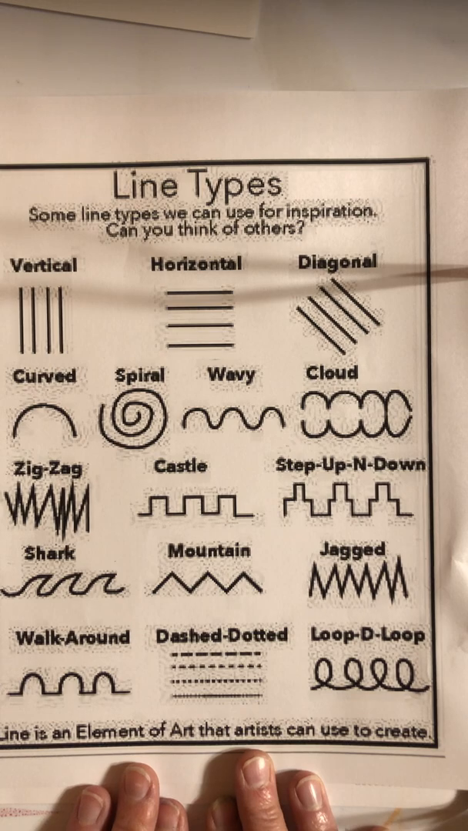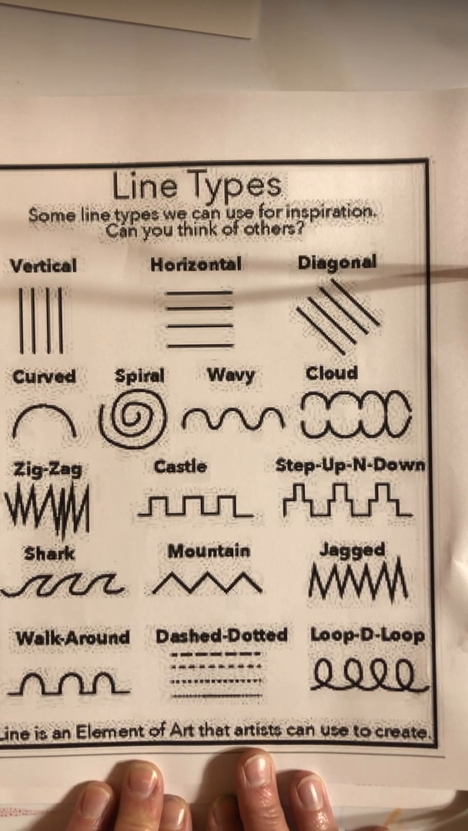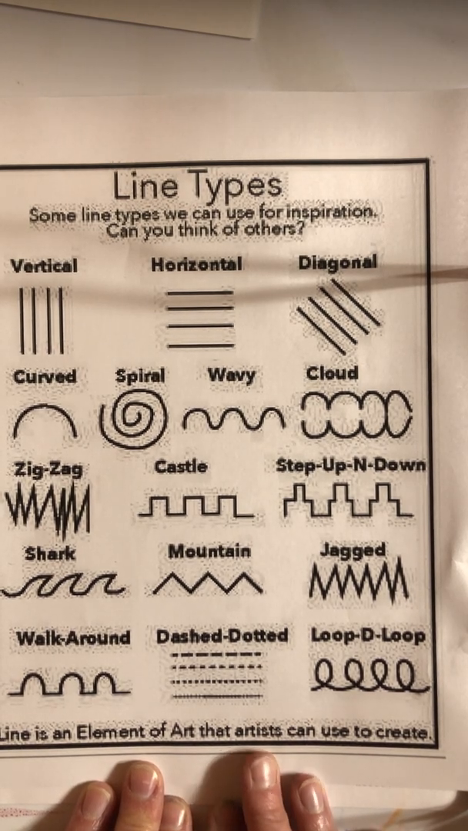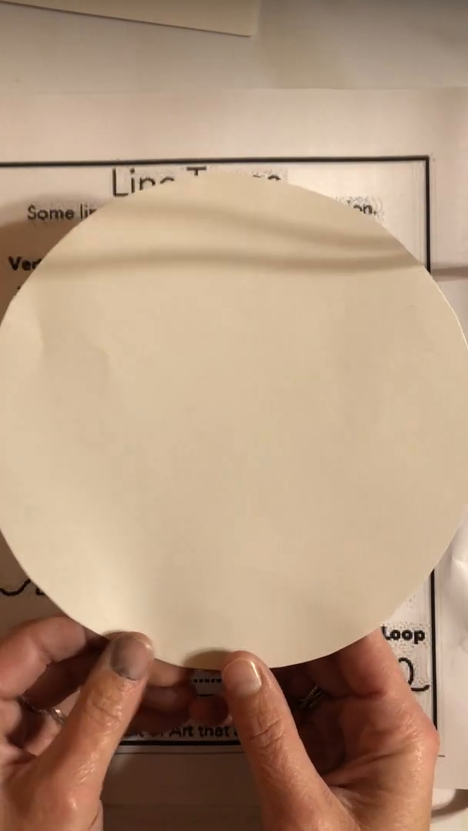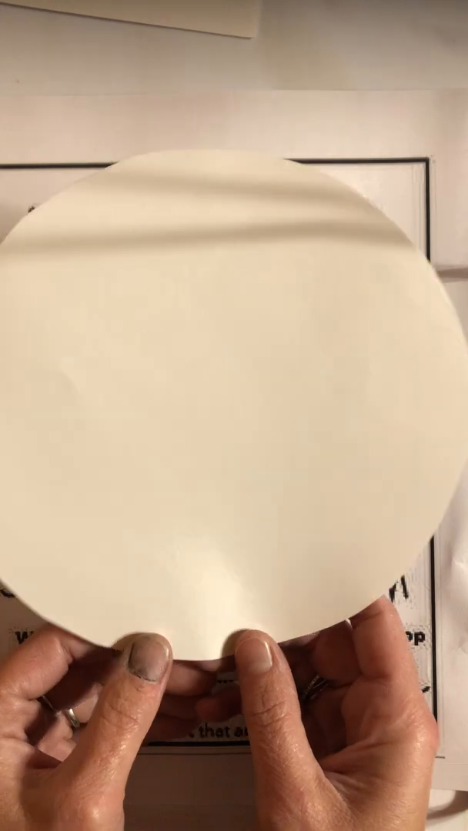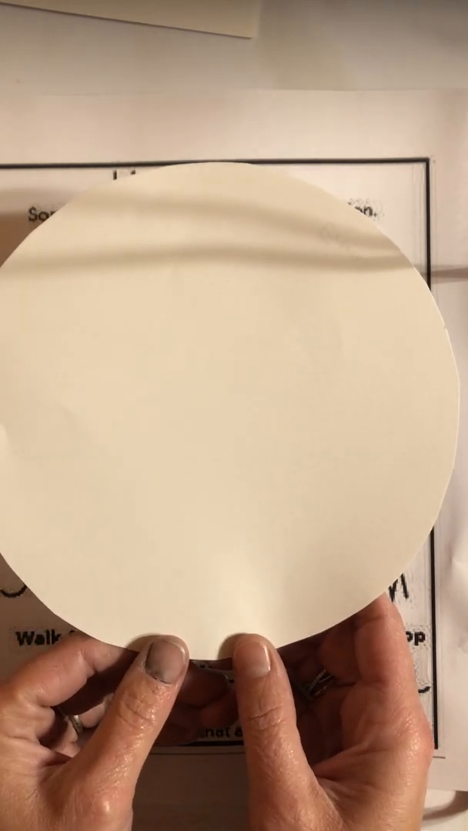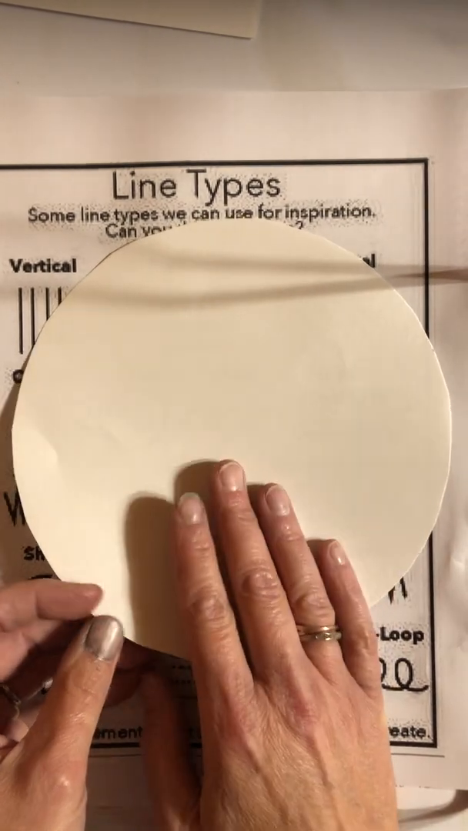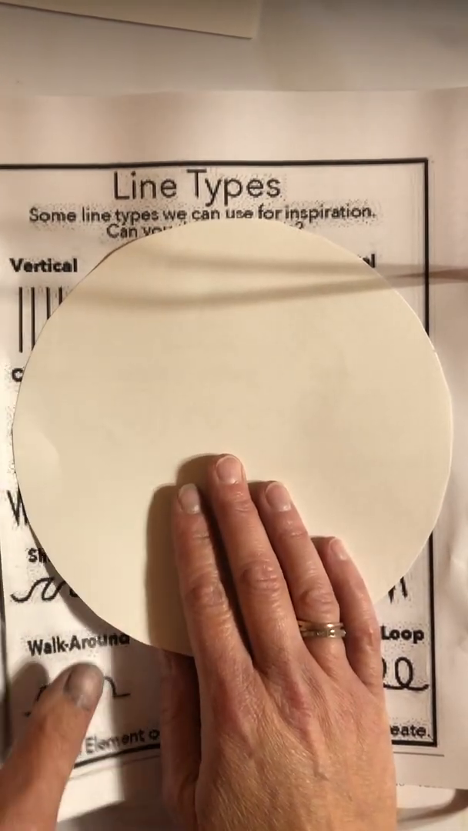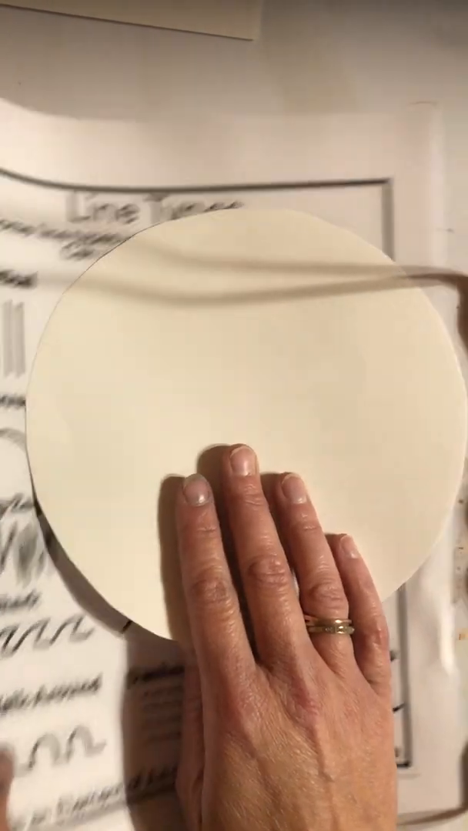Line is an element of art, and artists use it all the time to make their work. We've used it lots of times already since the beginning of the school year, and I'm sure you use it all the time too when you draw any kind of picture. So today you're going to be working on a piece of paper that's in a circle. Your name's already on the back of it, so make sure that when you have your paper, you have it so that you cannot see your name. We want it to stay on the back.